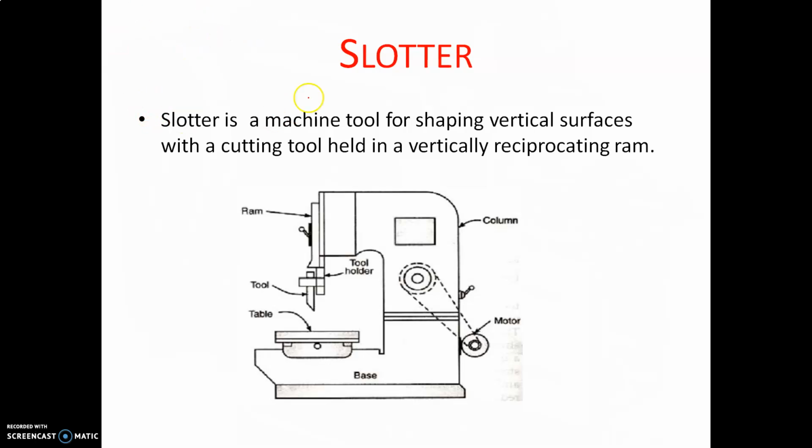The next part is the slotter. Slotter is a machine tool for shaping vertical surfaces. The slotter is sometimes called a vertical shaper, used only for removing metal on a vertical surface. Slotter is also sometimes called a vertical shaper.